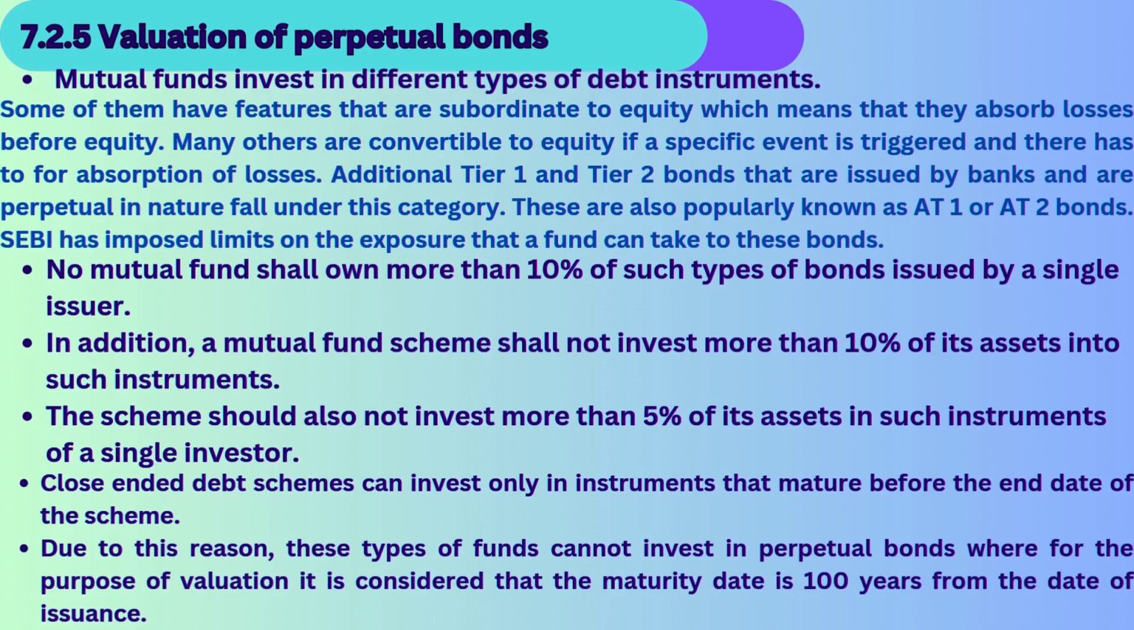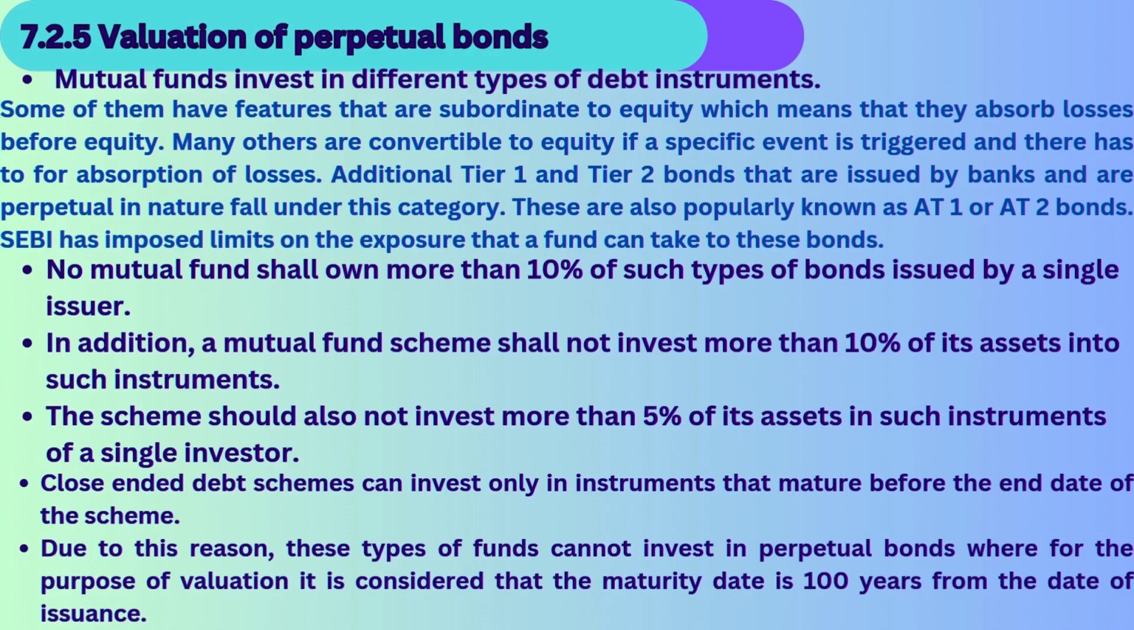The next topic is the valuation of perpetual bonds. Mutual funds invest in different types of debt instruments. Some of them have features that are subordinate to equity, which means that they absorb losses before equity. Many others are convertible to equity if a specific event is triggered, and are there for absorption of losses. Additional Tier 1 and Tier 2 bonds that are issued by banks and are perpetual in nature fall under this category. These are also popularly known as AT1 or AT2 bonds.